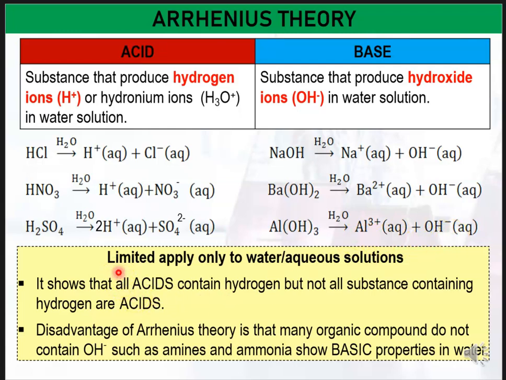But this theory is limited because it is only applied to water or aqueous solution. It shows that all acid contain hydrogen, but not all substances containing hydrogen are acid. Some substances in the next definition are also acid, but it is not able to be explained using this theory. The disadvantage of the Arrhenius theory is many organic compounds do not contain hydroxide ion.